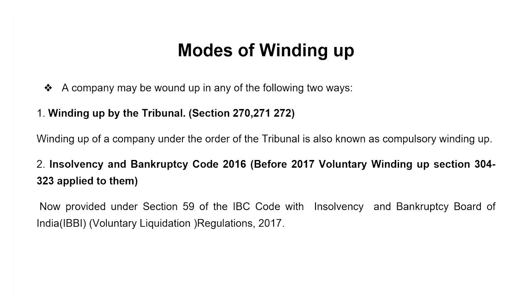One is winding up by tribunal, which is referred to in sections 270, 271 and 272. These three sections deal with the winding up by the tribunal, and this winding up is also known as compulsory winding up. Winding up under the order of the tribunal is also known as compulsory winding up, and the second type of winding up is dealt with by the Insolvency and Bankruptcy Code 2016.